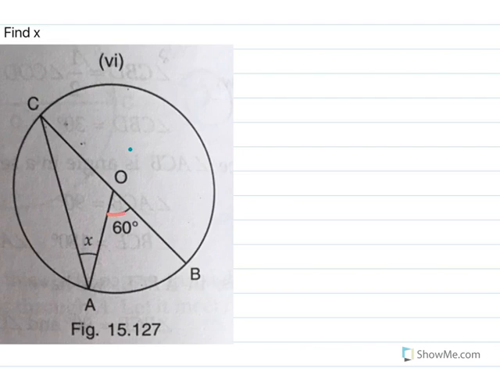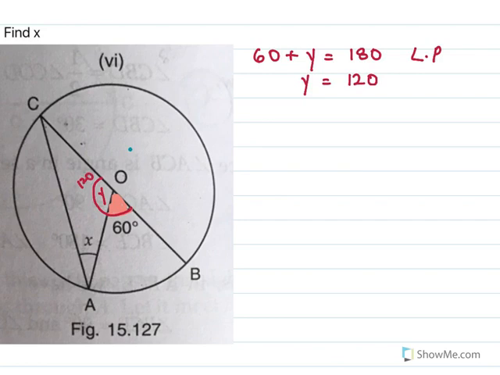Now for this sum, we know this angle is 60. Let's find its linear pair. So to find its linear pair, you have 60 plus this. We'll put this angle as y. So 60 plus y is 180, linear pair. So y is 120. So I write here 120.